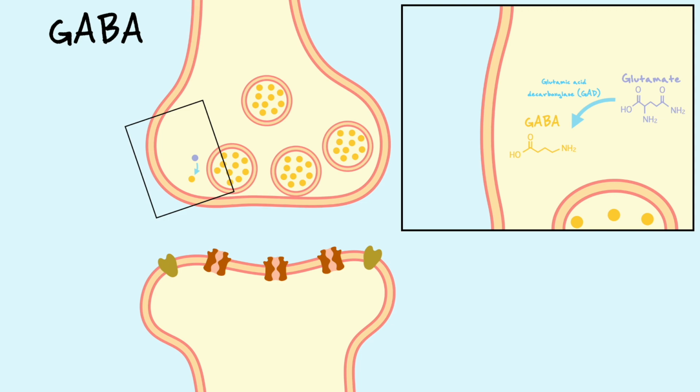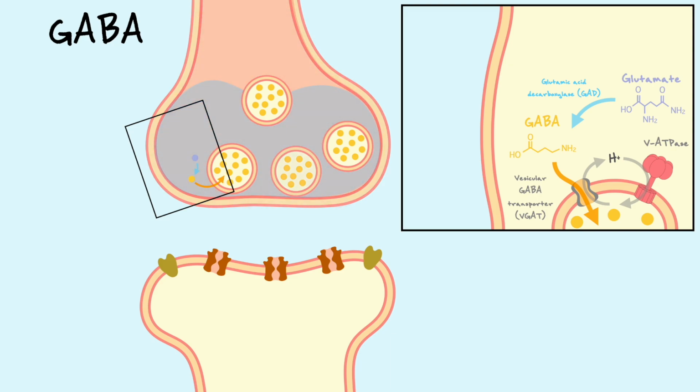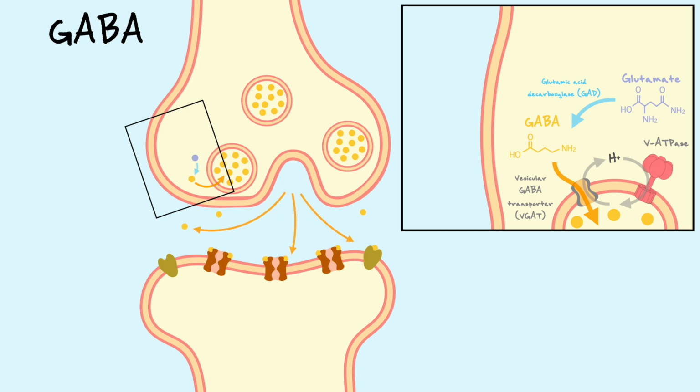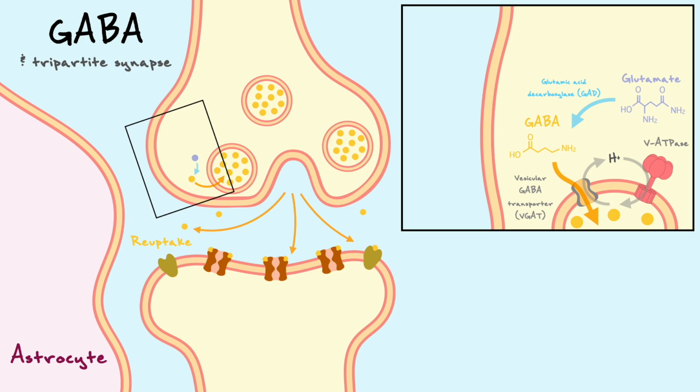After synthesis, GABA is transported into the synaptic vesicles via the vesicular inhibitory amino acid transporter, or VGAT. VGAT uses the gradient of protons that is generated by V-ATPase to import GABA inside the vesicles. After action potential propagation and calcium-mediated exocytosis of the vesicles, the GABA molecules are released in the cleft and interact with postsynaptic receptors. To remove GABA from the synaptic cleft, inhibitory synapses also form tripartite synapses with astrocytes.